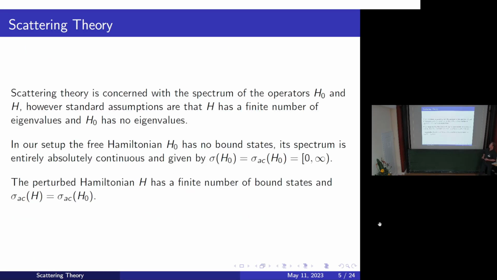As I said, scattering theory is concerned with the spectrum of the operators H0 and H. Some standard assumptions are that H has a finite number of eigenvalues and H0 has no eigenvalues, and for the operators I described, this is well known. The Laplacian has no eigenvalues; it has purely absolutely continuous spectrum, which is the positive half line. The perturbed Hamiltonian, given our assumptions on the potential, will have a finite number of eigenvalues, each with finite multiplicity, and they are all negative or 0. It has the same absolutely continuous spectrum as the operator H0. I use the terms bound states and eigenvalues interchangeably, so I apologize for that.